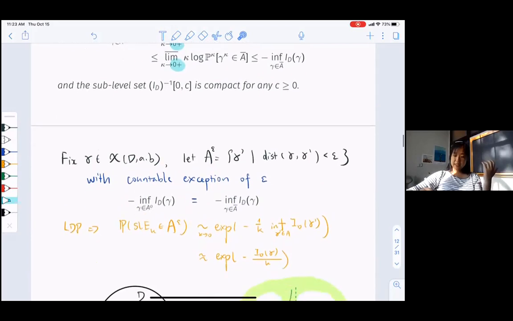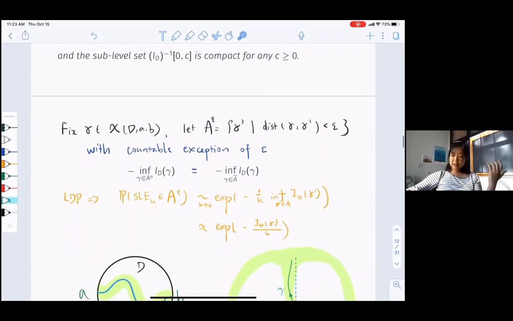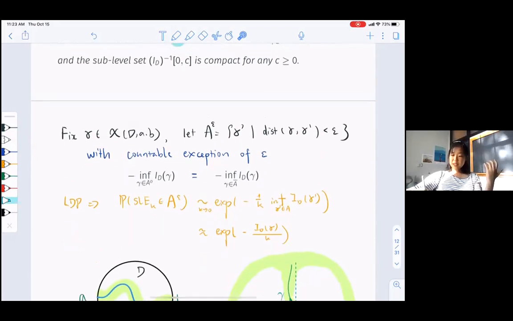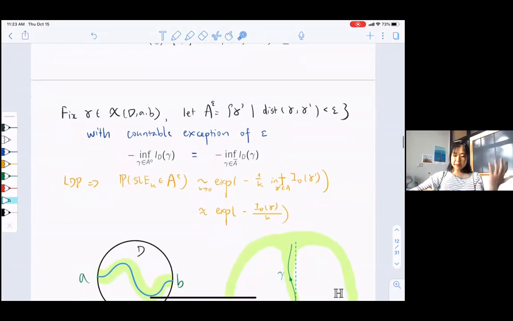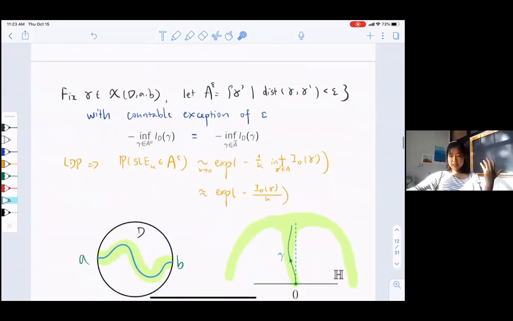And what you obtain is that the probability of SLE kappa belonging to the epsilon neighborhood of gamma is decaying like exponential of minus the infimum of the Loewner energy of gamma prime in the epsilon neighborhood of gamma. And if epsilon is really small, this infimum is also very close to the Loewner energy of gamma itself. So the way to think about this is that the probability of SLE kappa being in the epsilon neighborhood of gamma is decaying like exponential of minus the Loewner energy of gamma over kappa.